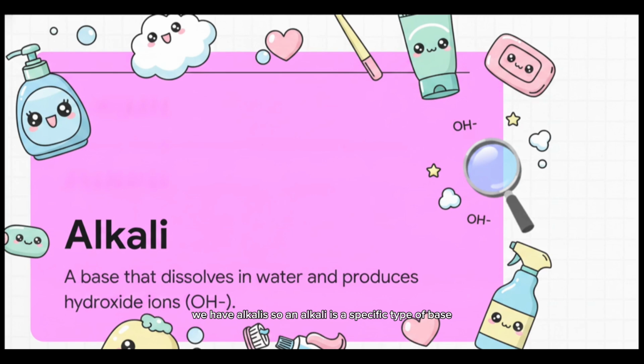So an alkali is a specific type of base. Specifically, it's a base that dissolves in water. And when it dissolves, it produces hydroxide ions, which we write out as OH-. You're probably incredibly familiar with alkalis already. If you've ever felt that slippery texture of a soap solution, sprayed a common household glass cleaner, or just squeezed toothpaste onto your toothbrush, you are handling an alkaline substance.